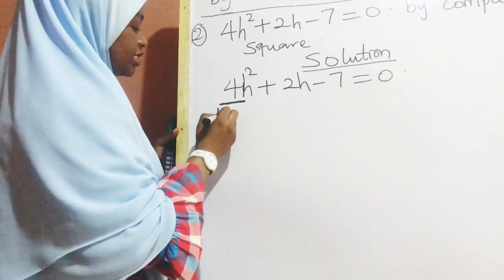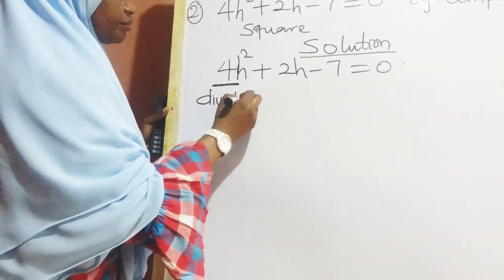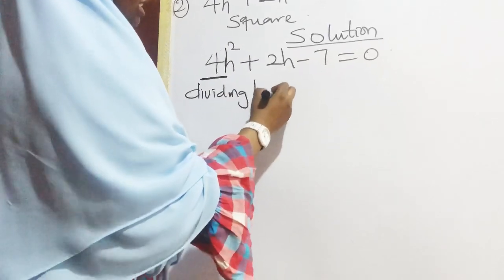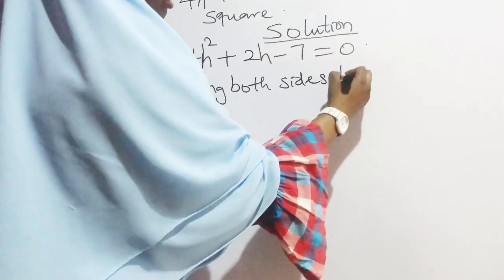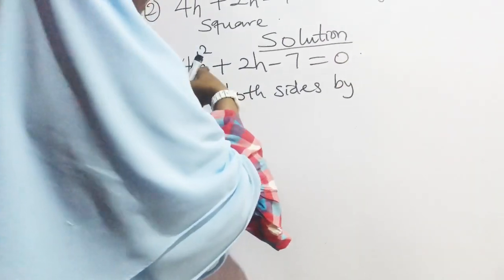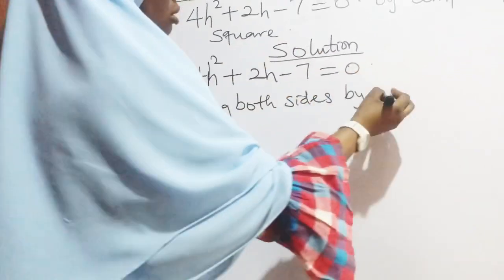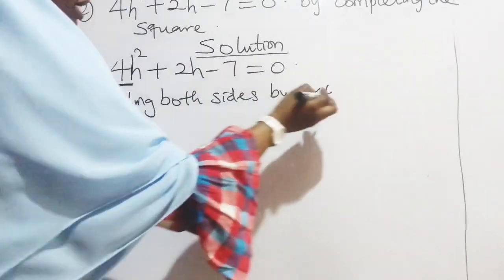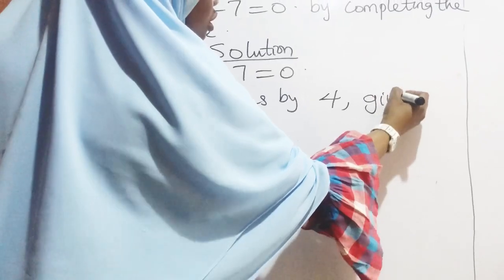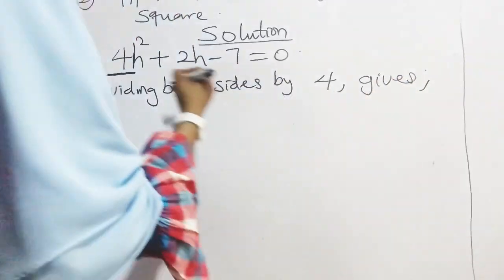So, dividing both sides by the coefficient of the variable with the highest power. The coefficient of that one is 4, so you have to divide both sides by that. So we obtain the following.